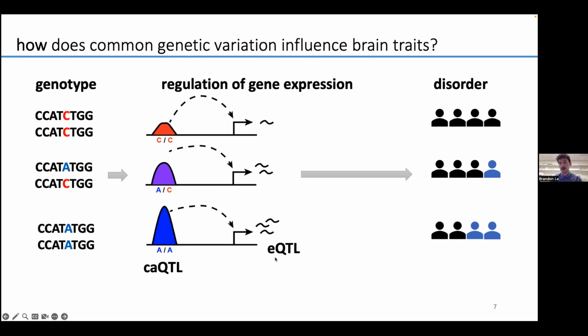We can also look at genetic effects on gene expression. We call these expression QTLs. In this cartoon example, the A allele may be associated with increased transcription from this nearby promoter. And so we can try to overlay the genetic effects on these molecular phenotypes with genetic effects on a complex brain trait like risk for neuropsychiatric disorder. We could try to build a hypothesis where the same variants that are conveying disorder risk may be doing so by acting on specific regulatory elements and genes.